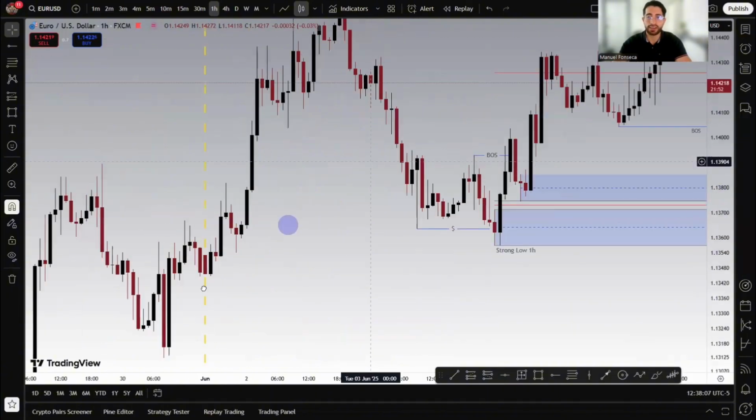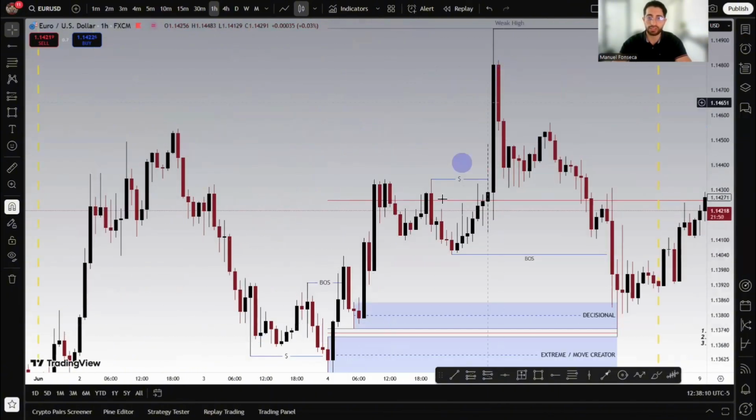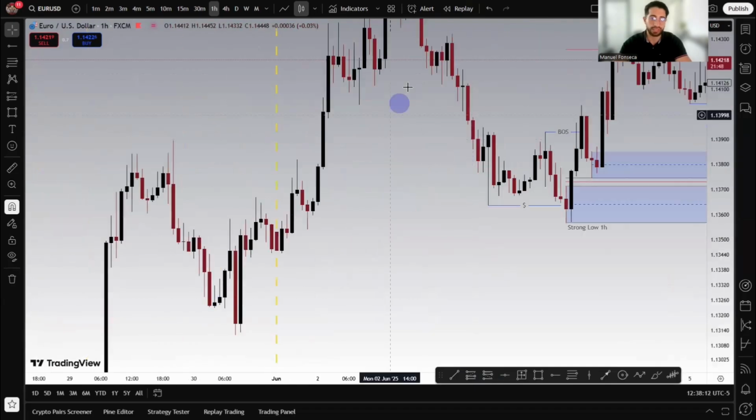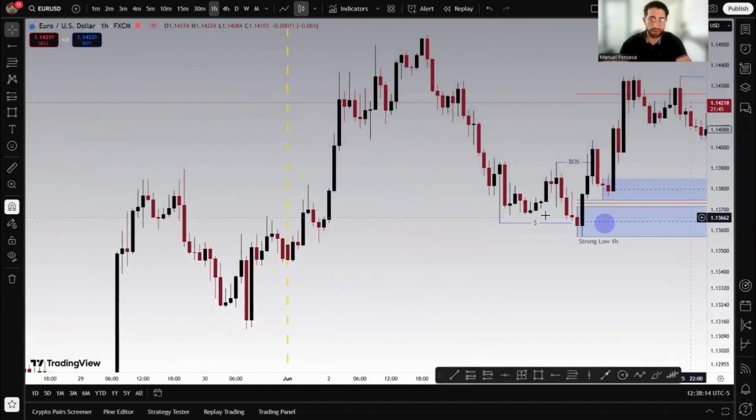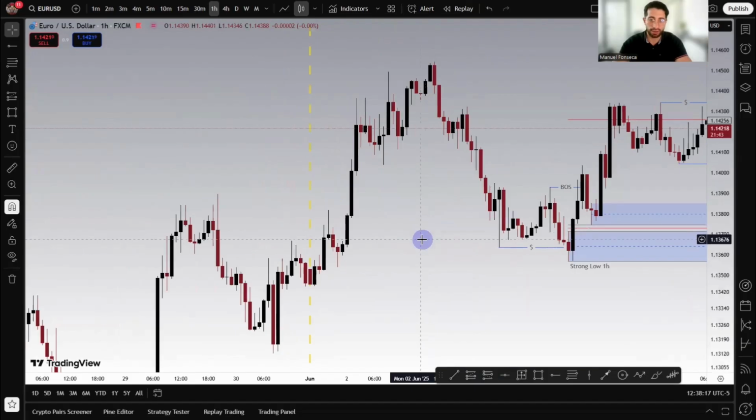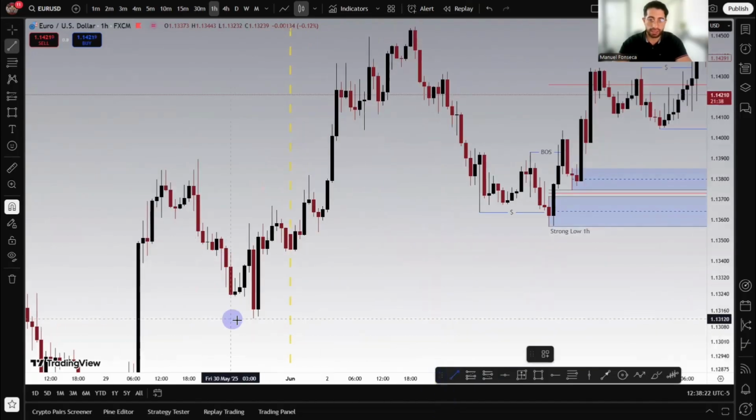Let's see. This is the range. This is the most recent range. Let's see the previous range, which is this one. Okay, and let's do it from the very beginning. Again, we're gonna do the next. It's very evident. This will be the strong low.